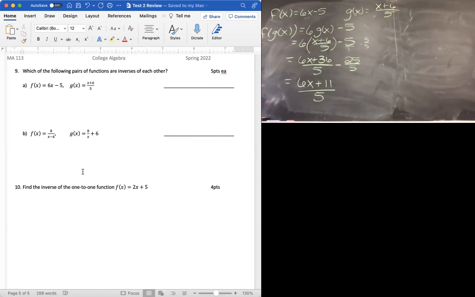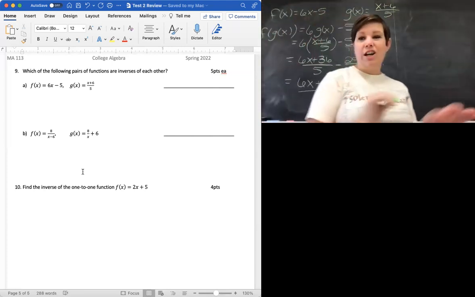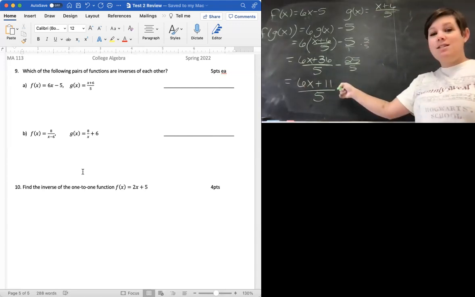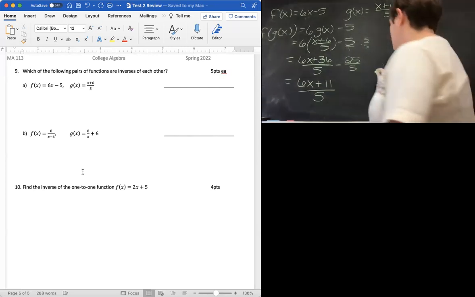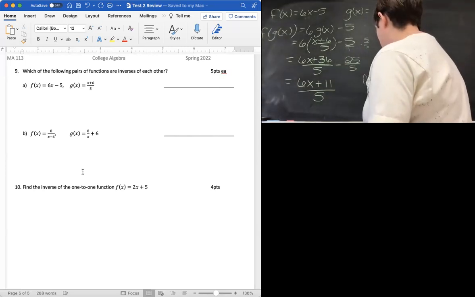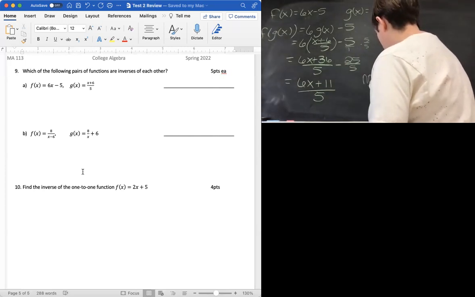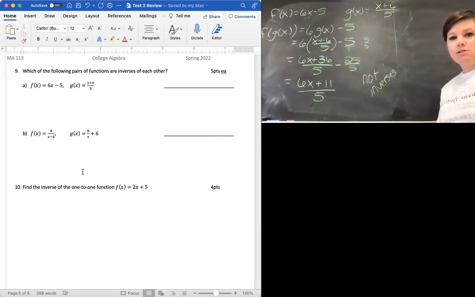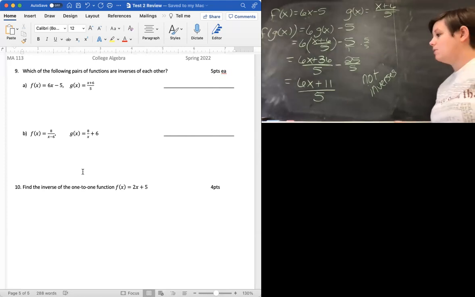Does that reduce down any further? No, it doesn't. So did we get x? We did not get x. So right then and there, we're done. We don't have to do g of f of x because this didn't equal x. So we can know immediately that these are not inverses. And that's what you would write on that line that I give you. Write not inverses. We're also done with that one. We don't have to do it the other direction. So that was nice.